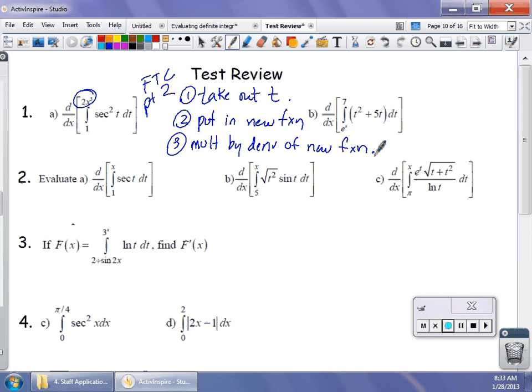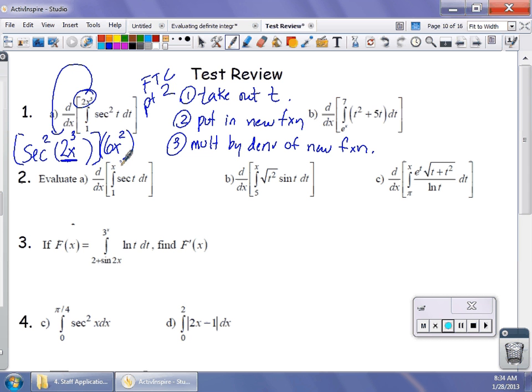Now, there is a video that really explains why we do what we do, because we did the theory behind it, and then we just said, okay, here's a shortcut. So, for example, in 1a, if I'm trying to find the derivative of this definite integral, I don't really have to find the antiderivative of secant squared. I just take out the t, so there's my dummy variable gone, put in the new function, which is 2x cubed, and multiply by the derivative of the new function. So the derivative of 2x cubed is 6x squared. And I could rewrite that and put the 6x squared in front if I wanted to. One more look at that.